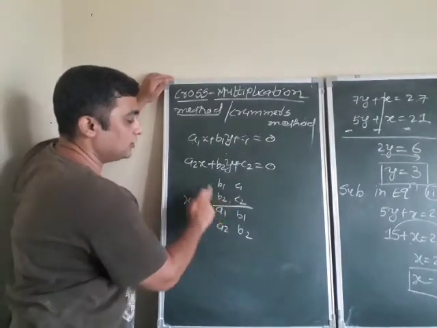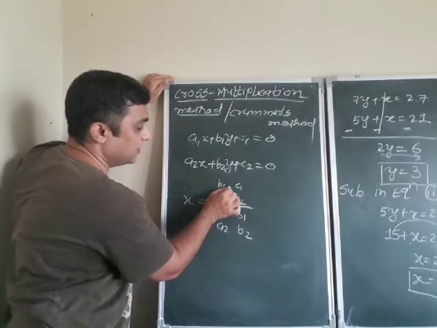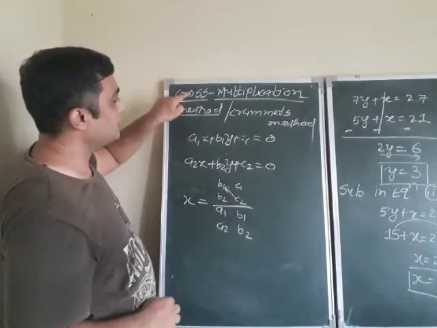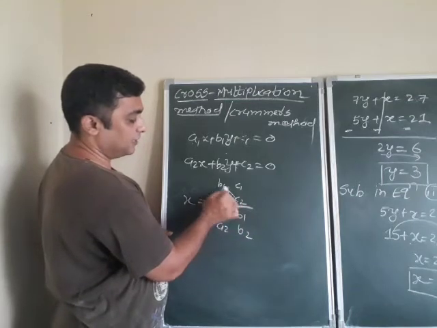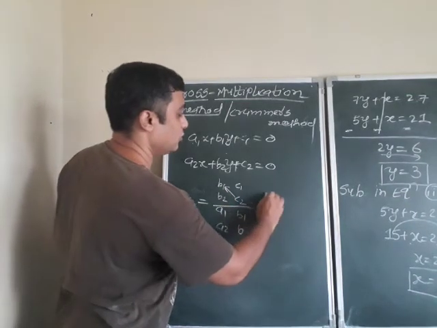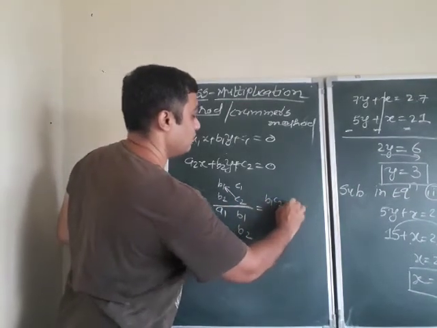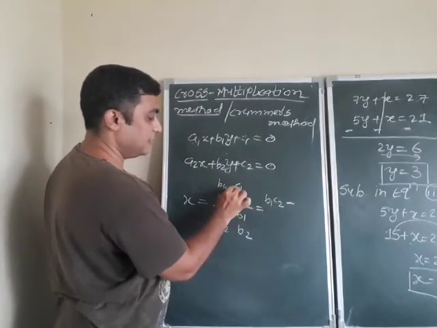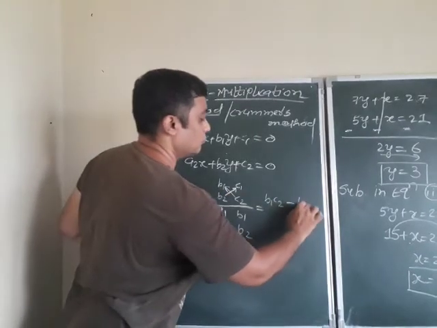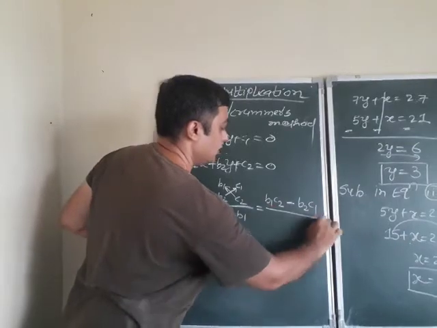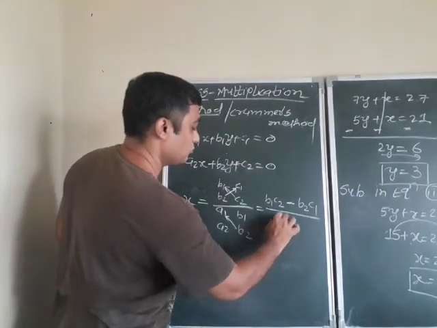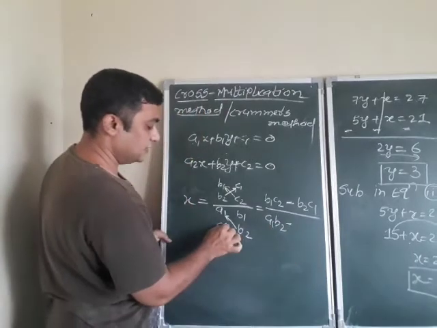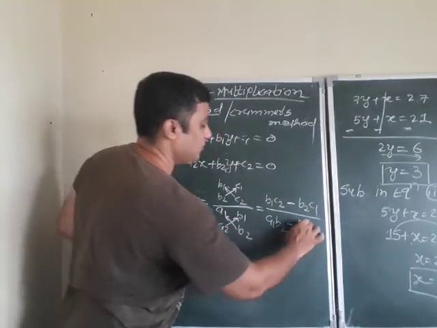Now how to solve this? You can do the cross multiply, and hence the method is known as the cross multiplication method. Now this coefficient you multiply here. So this is b1 into c2. So this is b1 c2 minus this multiplied here, so b2 c1, upon this multiplied here, so this is a1 b2, minus this multiplied here, so this is a2 b1.